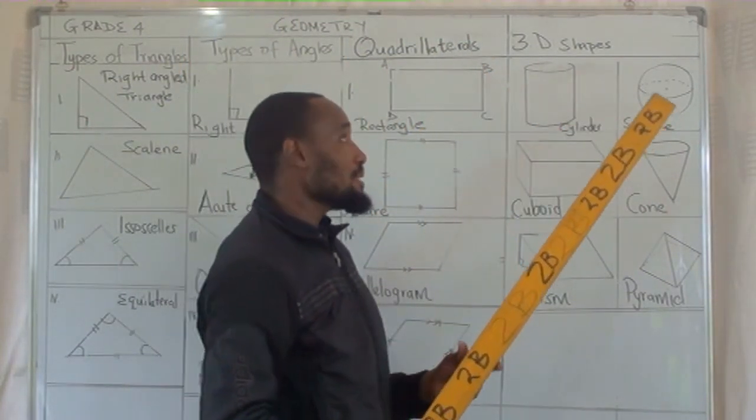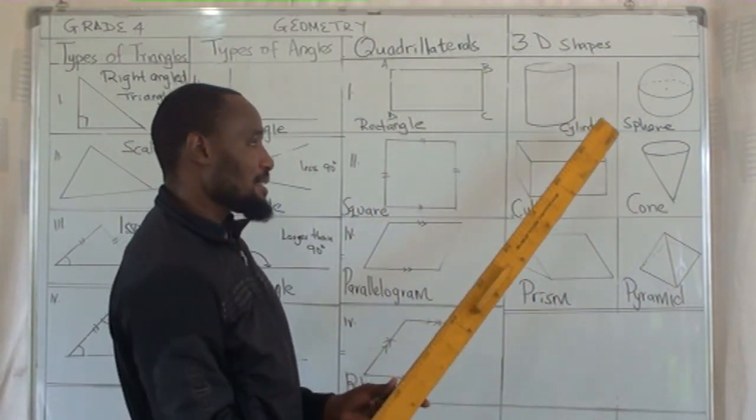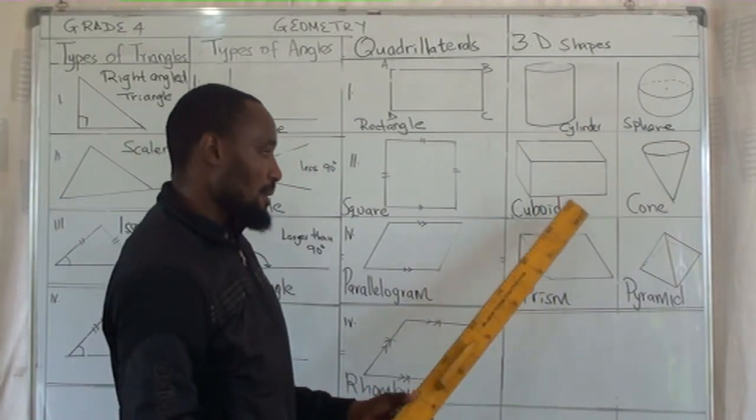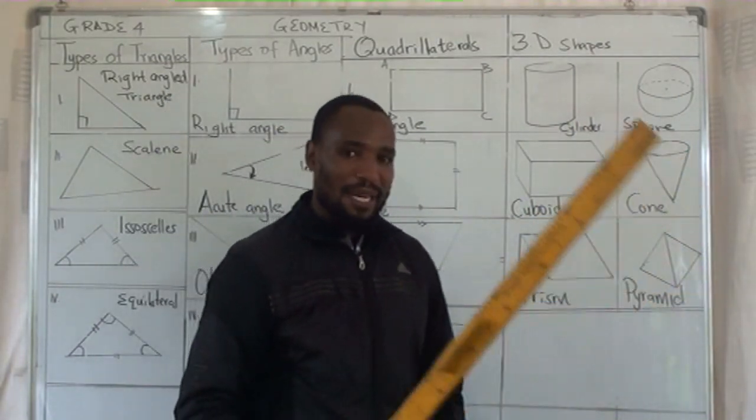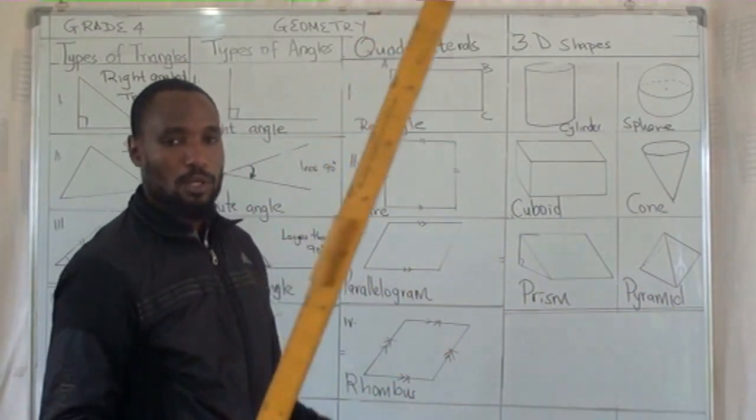Then finally, we have talked about 3D shapes. The 3D shapes are cylinder, sphere, cuboid, cone, prism, and pyramid. But there is one that I've not drawn that was to be here. I want you to find out which one is that.